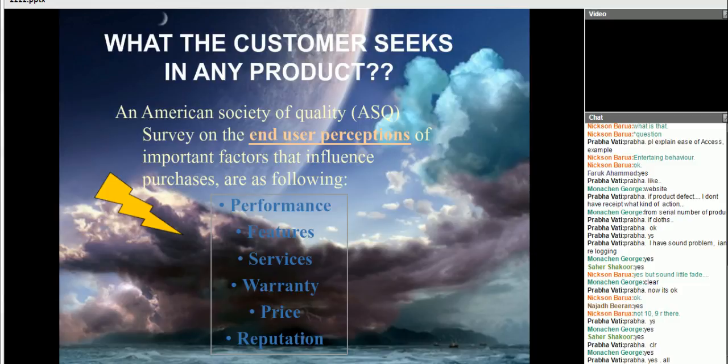Right. Reputation. You always want to buy the product from a branded firm. You always want to buy a mobile from a Samsung or a Sony or a Nokia or an Apple, right? And you are least interested in the carbon mobiles or the new Chinese company mobiles, right? So reputation is very important.